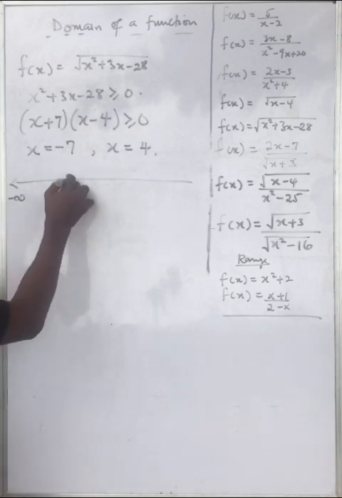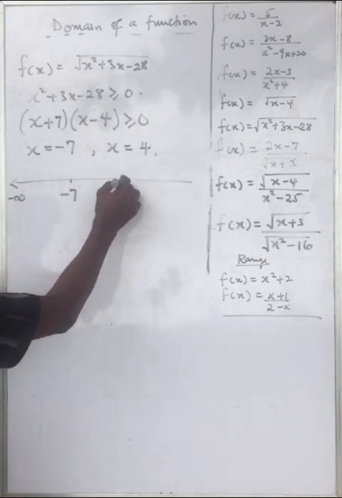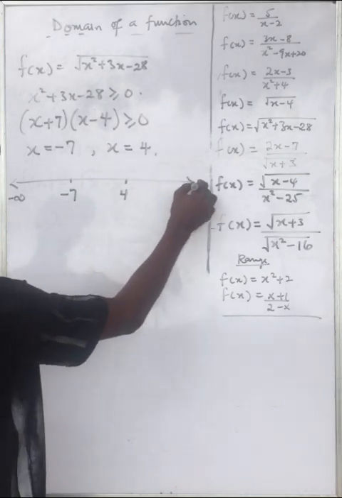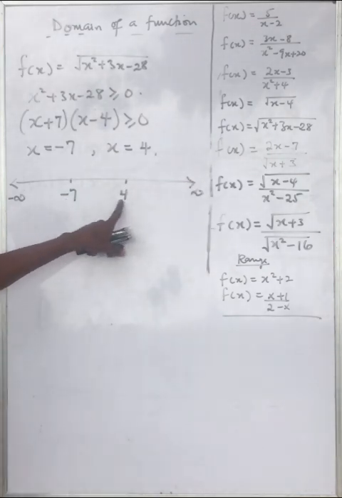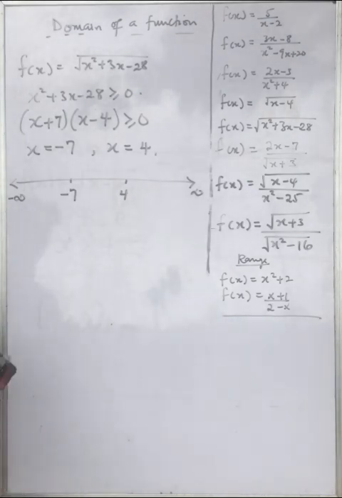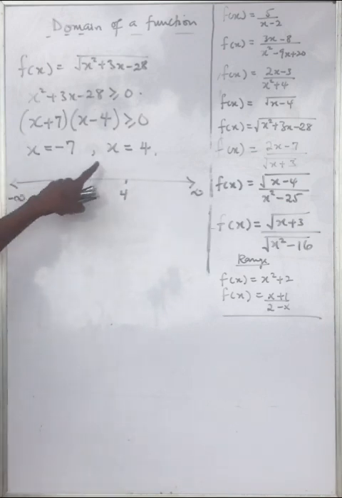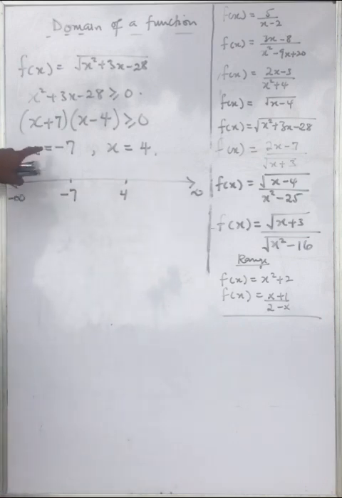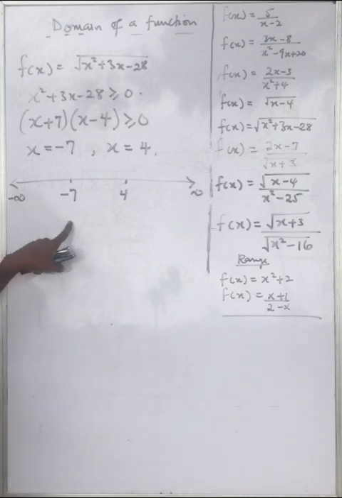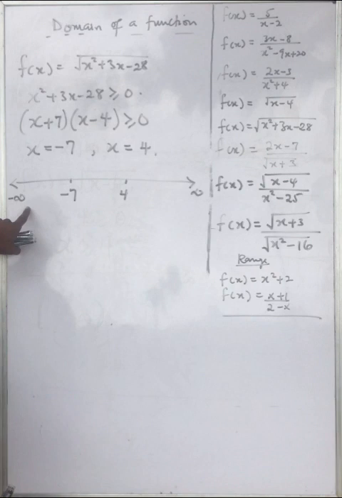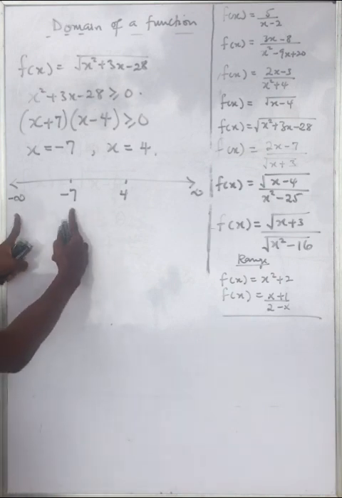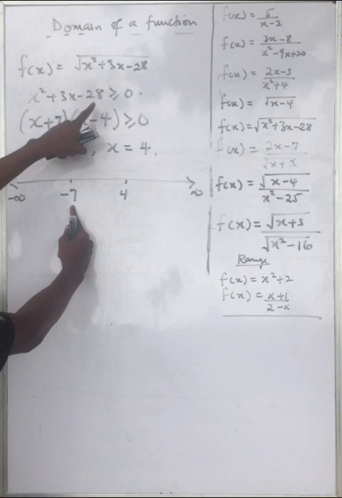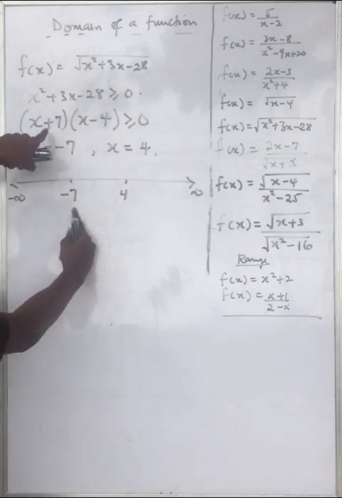We are taking from negative infinity to minus 7, from minus 7 to 4, and from 4 to positive infinity. Let's see which one satisfies my function here. You understand now? Anytime you are having answers in this format here, then you have to test run which value satisfies this function. I am picking a number between this range now. Let's say minus 8.